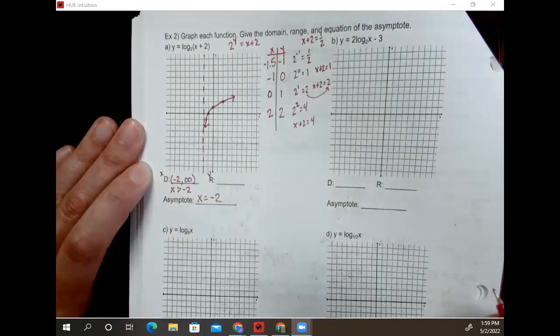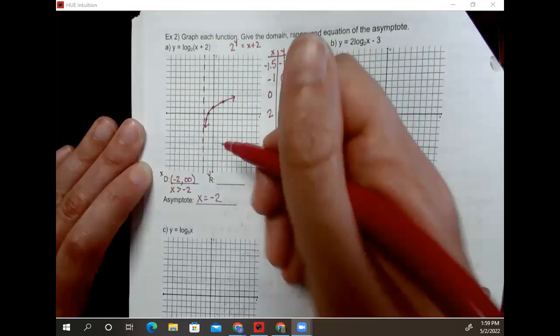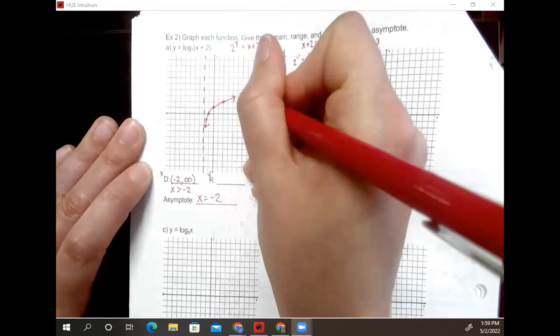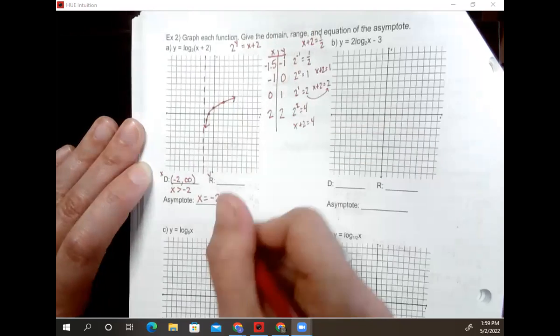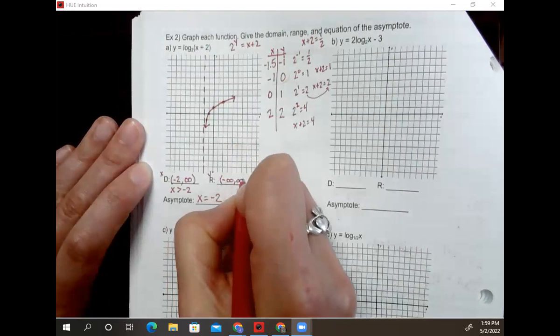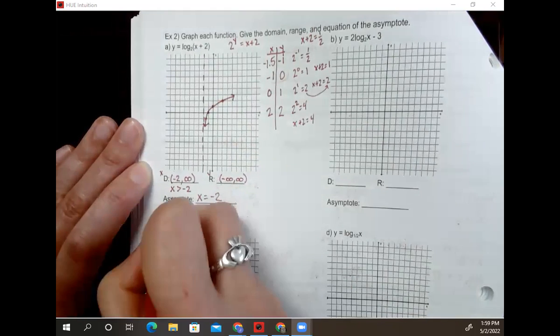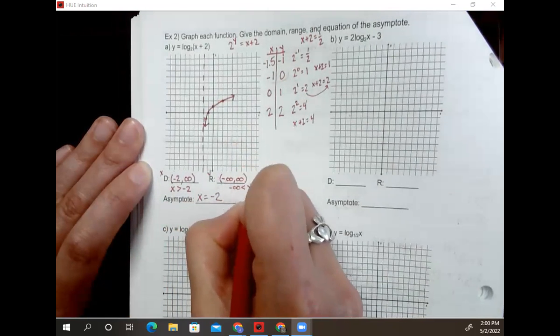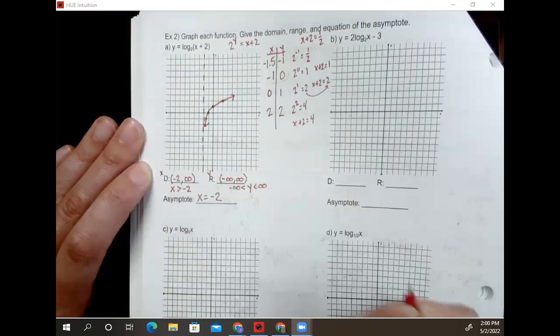For my range, this would be my y values. Now we're going to go forever down. We're also going to slowly creep forever up. So my range here would be all real numbers from negative infinity to positive infinity. Or if I wanted that inequality notation, negative infinity is less than y is less than positive infinity.